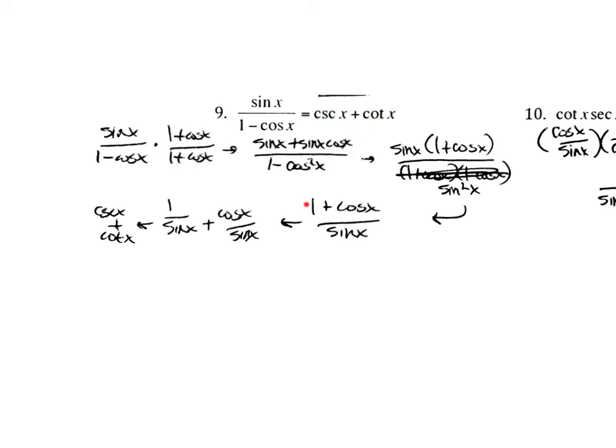And I'm doing this because I keep looking back to what I need it to be. I need a cosecant and a cotangent. And I'm sitting there looking at that. That right there is my cosecant. And if I look at that, that's my cotangent. So I just split it up. Then I wrote cosecant plus cotangent, and that's it. Let's go to 10.